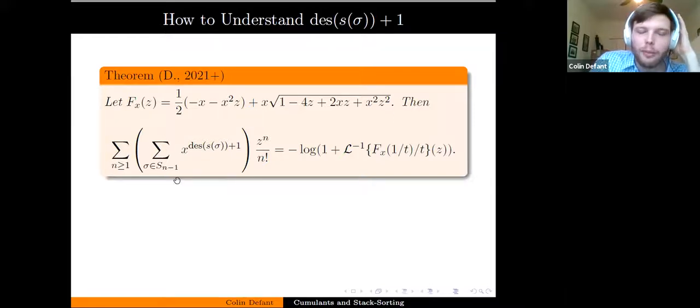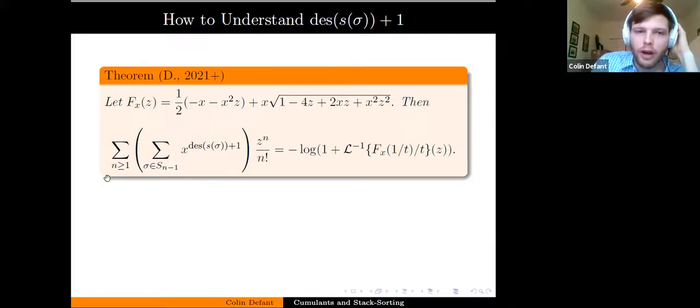What I care about here is these polynomials. So in this polynomial, I'm summing over all of the permutations of size n-1. And for each one of them, I'm letting the power of x keep track of the number of descents of sigma plus 1. So if I could understand these polynomials, that would tell me everything I wanted to know from the previous slide. It would tell me about the expected number of descents, the variance, all of that. It would follow if I could understand this.